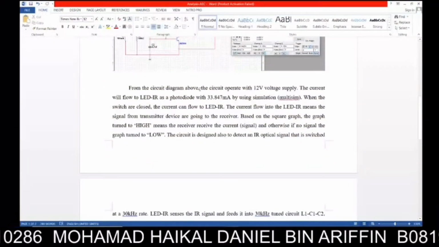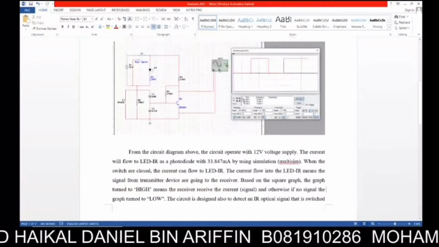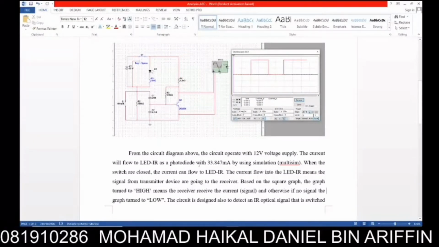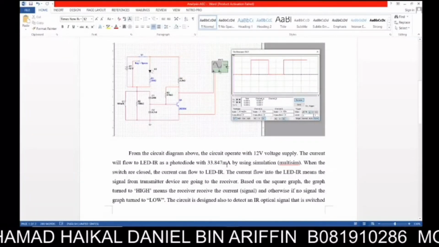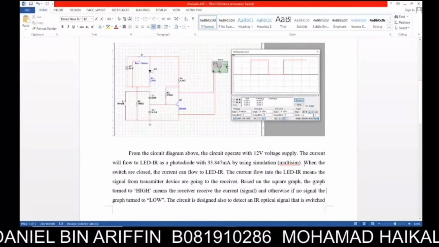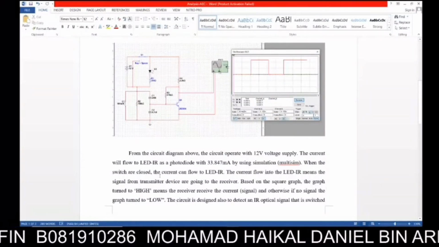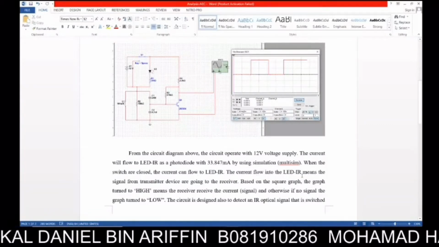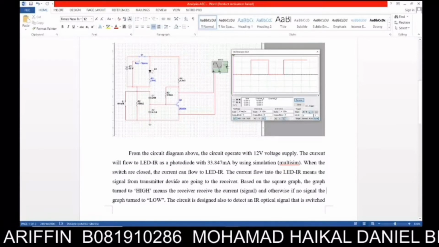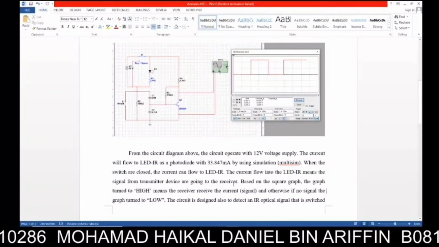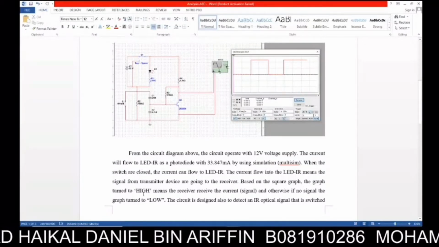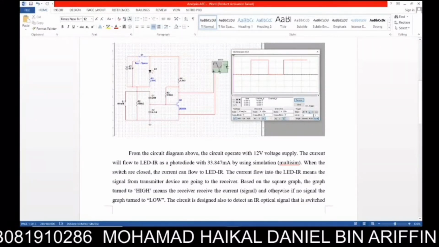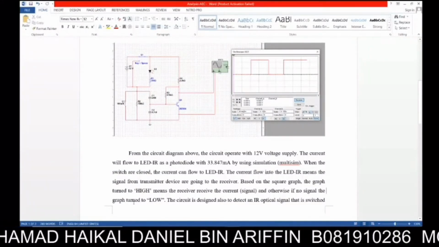From the circuit diagram above, the circuit operates with a 12 volt supply. The current flows to the IR LED as photodiode with 33.847 mA using Multisim simulation. When the switch is closed, the current can flow to the IR LED. The current flow into the IR LED means the signal from the transmitter device is going to the receiver. Based on the square graph, the graph turning high means the receiver receives the signal, and otherwise, if there is no signal, the graph turns low.